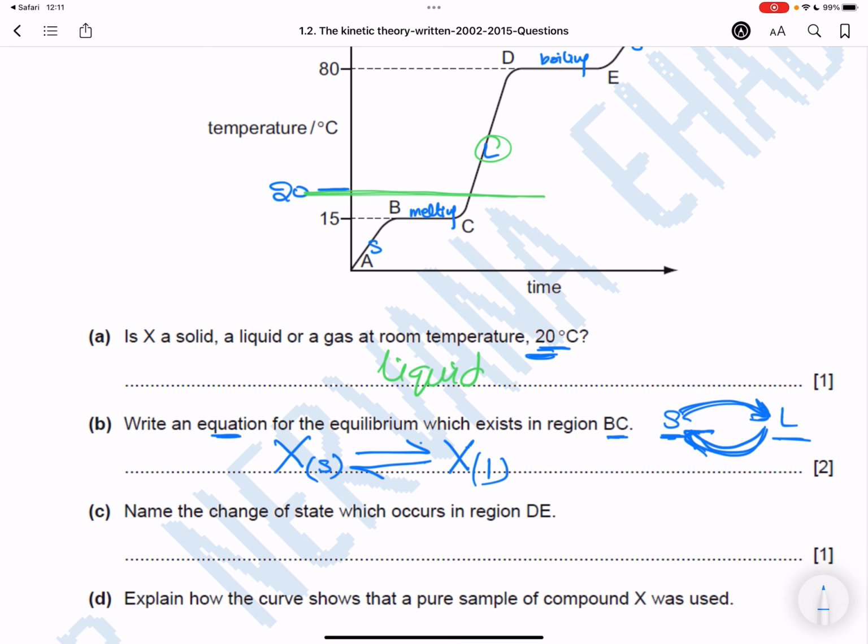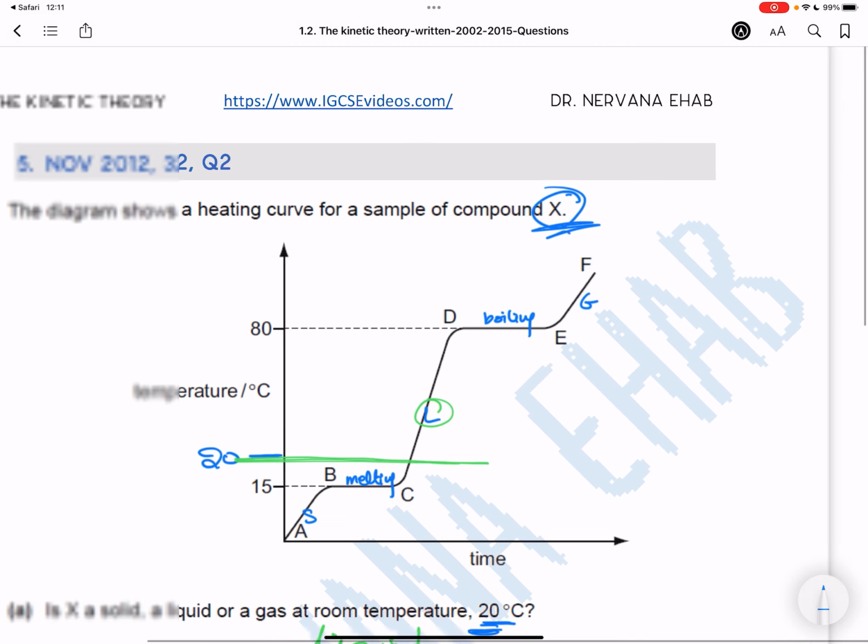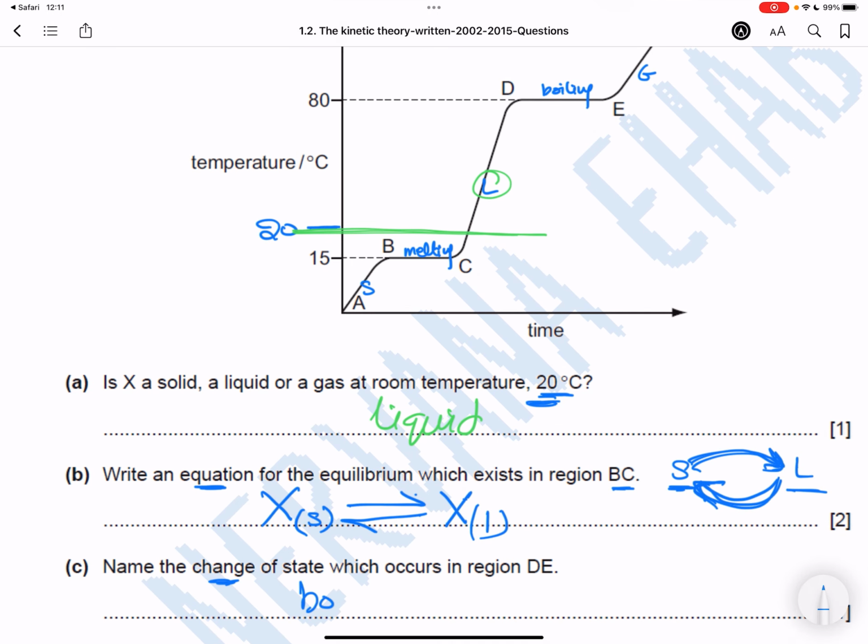Name the change of state which occurs in region DE. So DE is basically boiling. And so you write here boiling. Now it can be condensation, although condensation is like the other way around. And what we have here is a heating curve and not a cooling curve. If it was a cooling curve, then we would say condensation, but both are accepted.